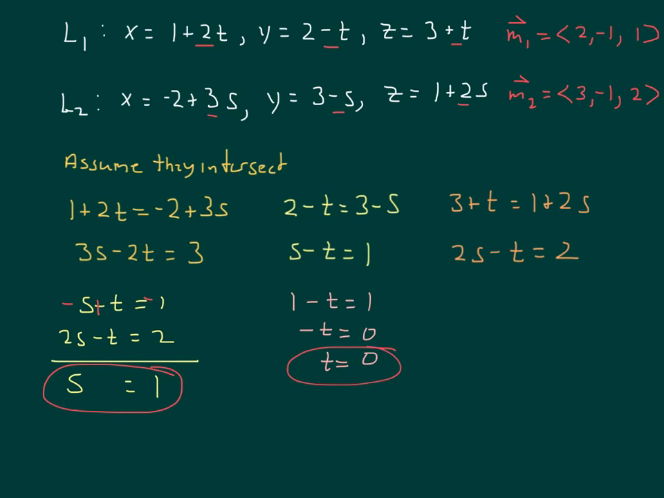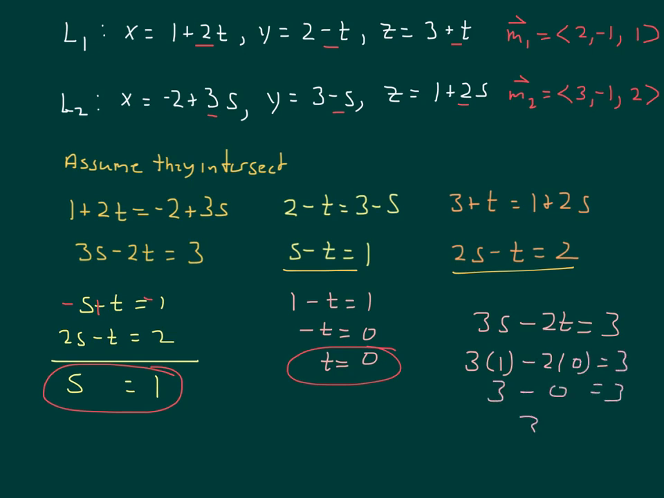So I'm going to go through. Remember, I used this equation and that equation to find the solution. So what I'm going to have to do now is go to this equation here, and I'm going to put 1 in for s and 0 in for t and see if I get a true statement. In this case, I have 3s minus 2t equals 3. Putting 1 in for s, 0 in for t, I get 3 times 1 minus 2 times 0 equals 3. And sure enough, I get 3 minus 0 equals 3, so 3 equals 3.